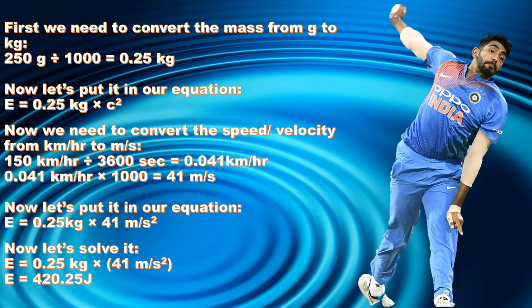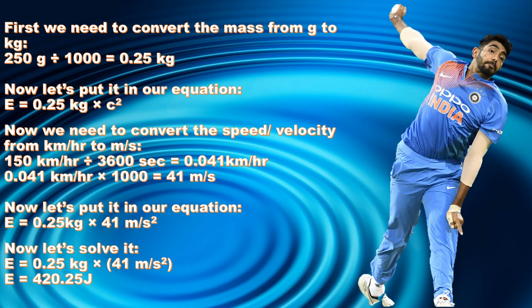Now we need to convert the speed or velocity from kilometers per hour to meters per second. 150 kilometers per hour divided by 3600 seconds is equal to 0.041 kilometers per hour. 0.041 kilometers per hour into 1000 is equal to 41 meters per second.